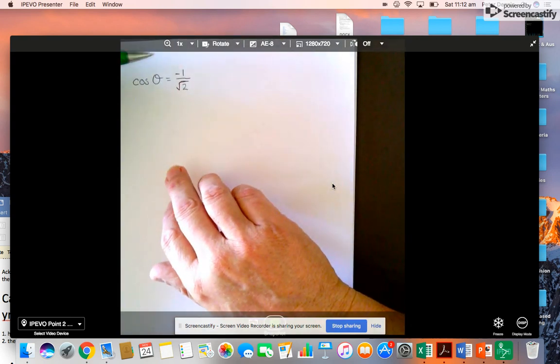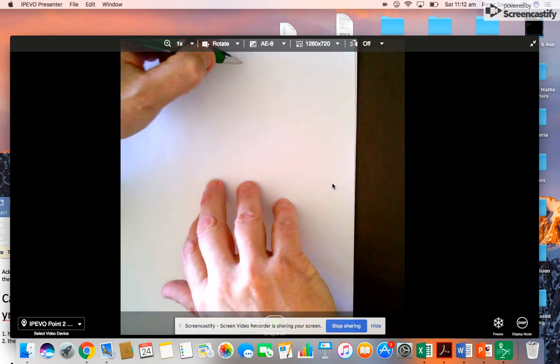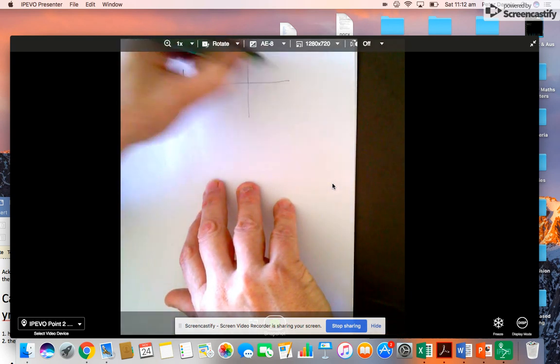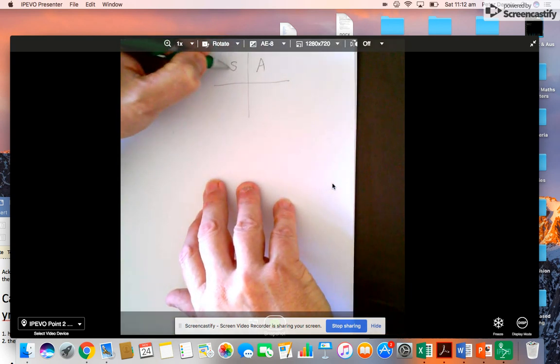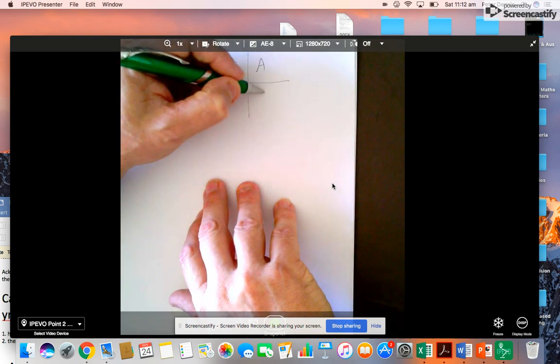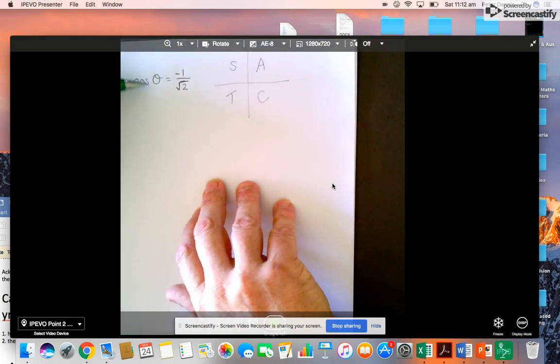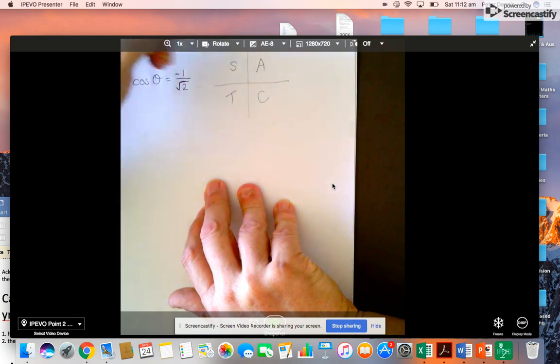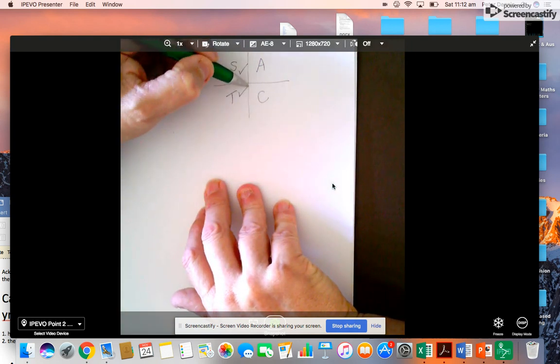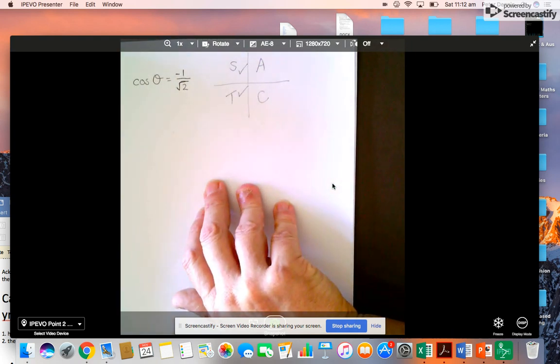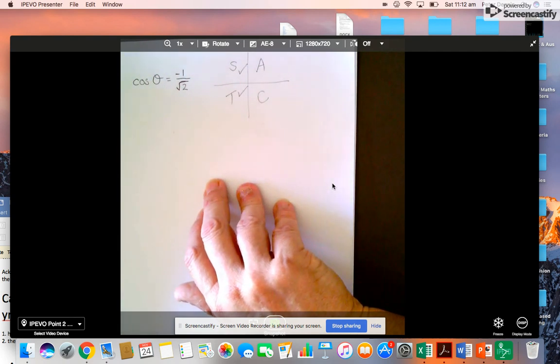Cos theta equals minus 1 on root 2. So straight away we go back to our all stations to central. All are positive. Sine is positive. Tangent's positive and cos is positive. We are looking for cos is negative. So where are we looking? Here and here. That has got rid of this negative sign. We don't have to deal with that anymore.